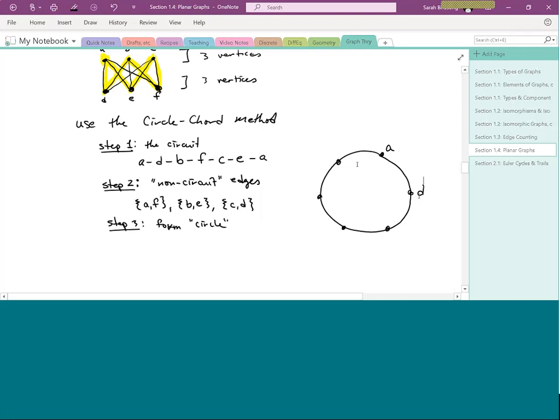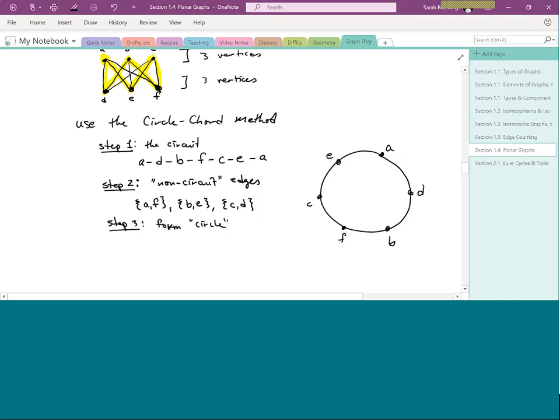So after D, D is supposed to be adjacent to B. We follow the curved line to get to B. B is supposed to be adjacent to F. After F, we're supposed to go to C. And after C, we're supposed to go to E. And lastly, in our circuit, we come back to A. That takes care of all of the vertices in the graph. It also takes care of all of the edges that are not included in the circuit.